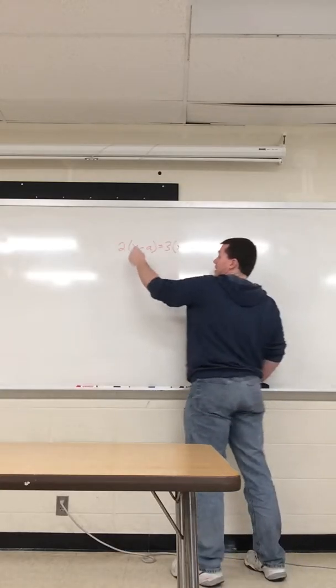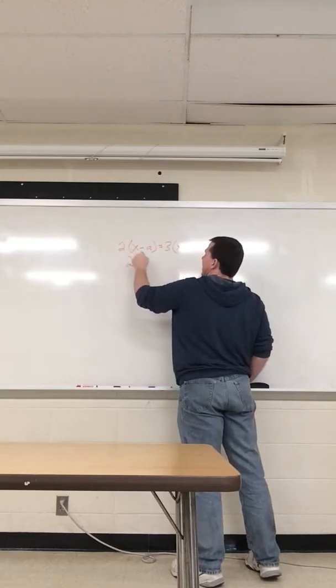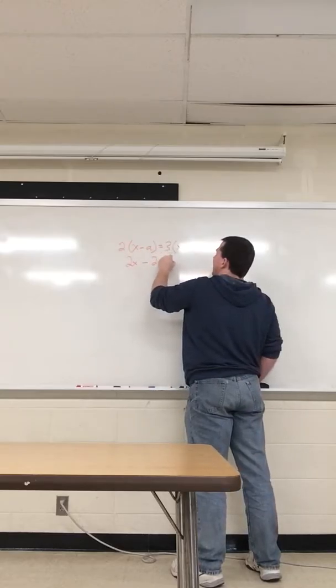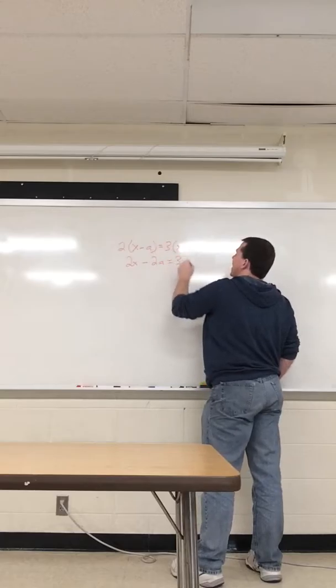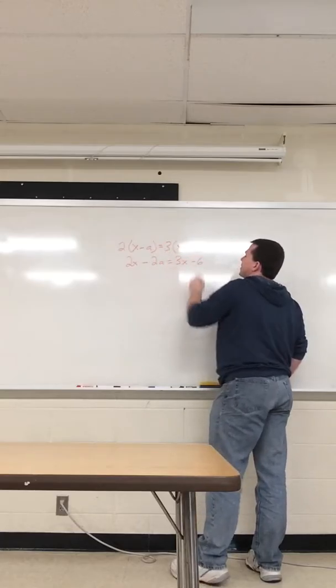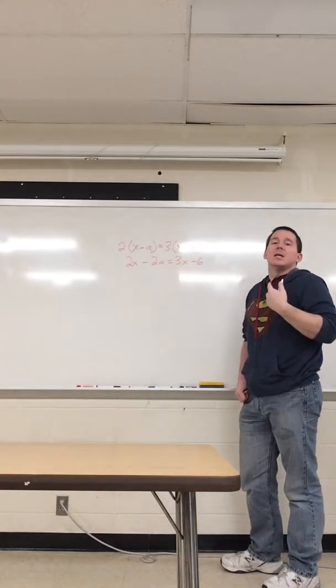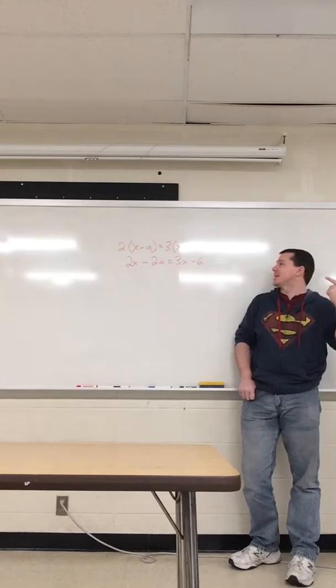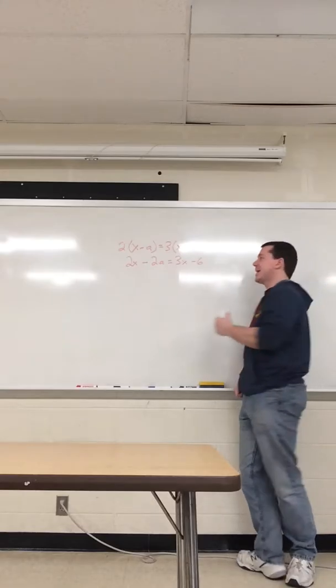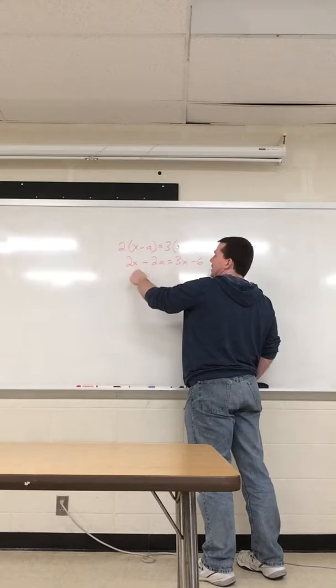Distribute first, just like always. 2 times x is 2x, minus 2 times a is 2a, equals 3 times x is 3x, 3 times negative 2 is negative 6. Here we have two variables floating around, x's and a's. It doesn't matter. I care about solving for x, so solve for x. Isolate x. Subtract the 3x over.